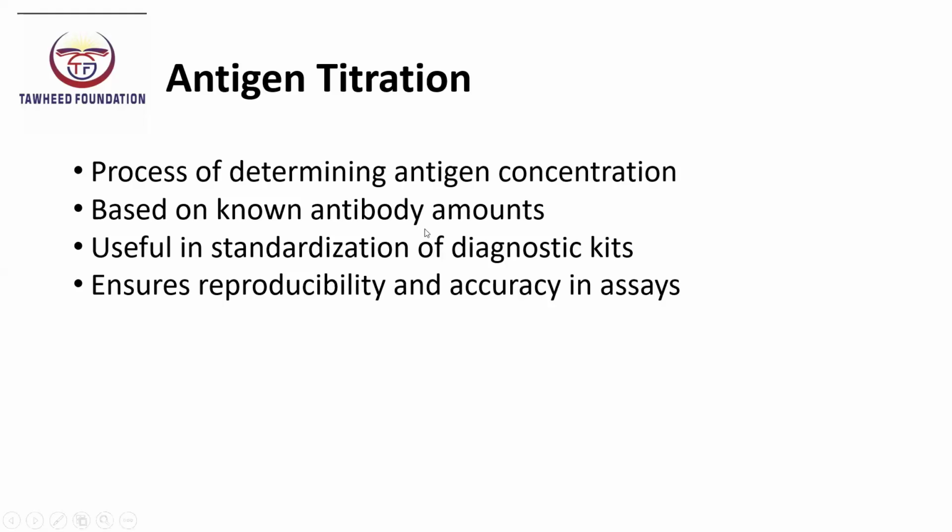For example, in ELISA or immunodiffusion, antigen titration helps identify the correct dilution that produces measurable results without excess or deficiency. Accurate antigen titration is especially important for quality control in diagnostic kit manufacturing, vaccine production, and experimental immunology. It ensures that test results are reliable, comparable, and consistent between different laboratories and batches of reagent.